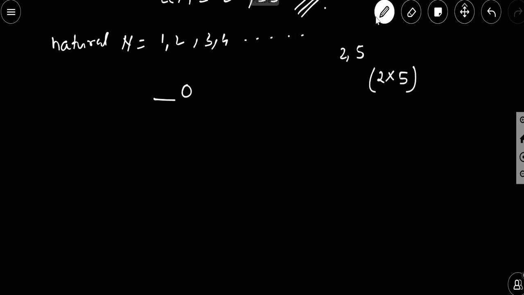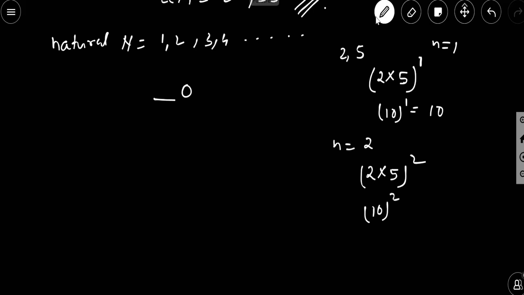See here, if I take n equal to 1, what will I get? 2 into 5, which is 10. So 10 to the power of 1 gives 10. Next, if I substitute n equal to 2 in this form, 2 into 5 to the power of 2, 2 fives are 10, so 10 squared is 10 into 10, and I get 100.